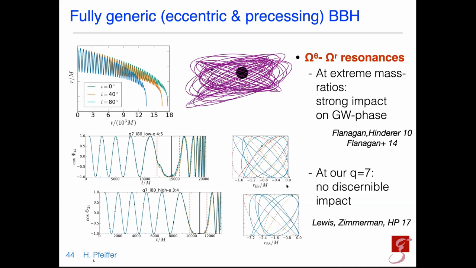Unfortunately, at mass ratio 7, the black holes spiral in so quickly that they spend only one resonance cycle in resonance, and we could not discern any impact of resonances on the data. It would be great to repeat this at higher mass ratio, but the effects go like the square root of mass ratio. So if you just want to double the impact, you need to go to 4 times higher mass ratio. You need to go from 7 to 28. And why this is difficult, I'll try to describe later on.